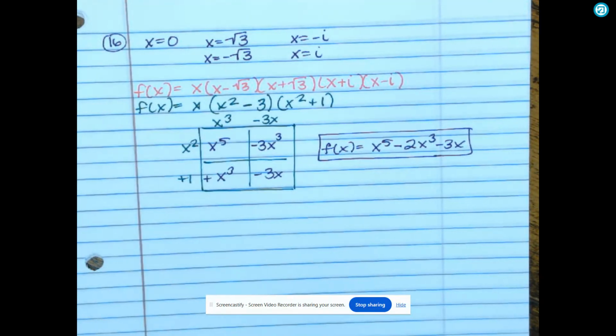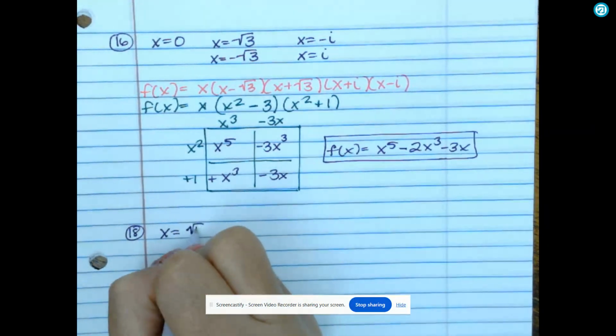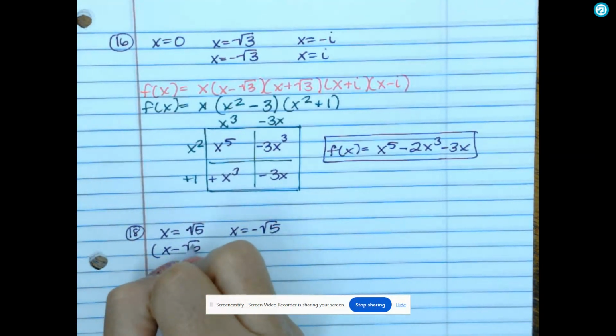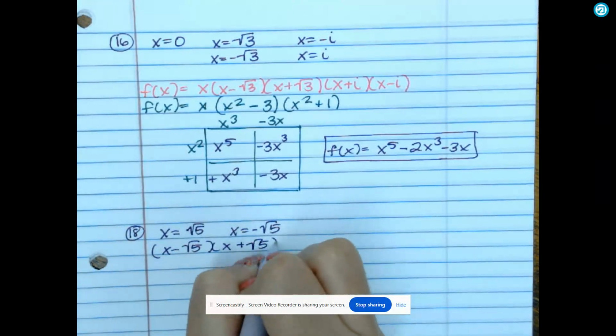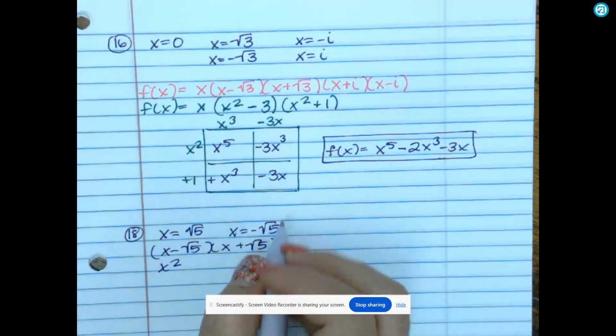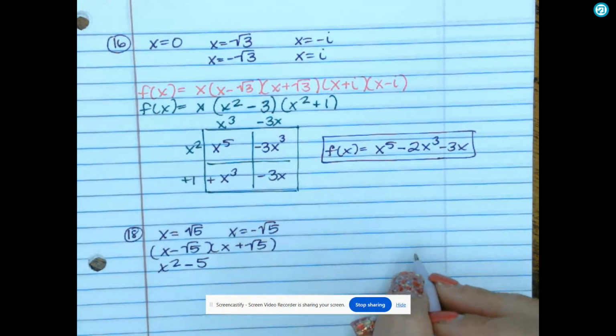Okay, all right, and then for 18, it says use the given 0 to find the remaining zeros. Well, the given 0 is the square root of 5, so we also know we have the negative square root of 5. Okay, so basically this is number 18. They gave me the square root of 5, so I also know I have the negative square root of 5. Okay, which gives me x minus square root of 5 and x plus square root of 5. All right, which gives me factor, x times x is x squared. Those will cancel, and then minus 5.